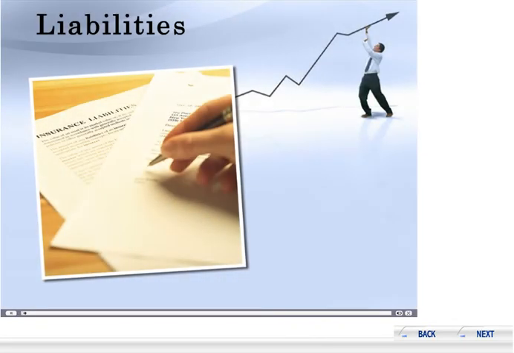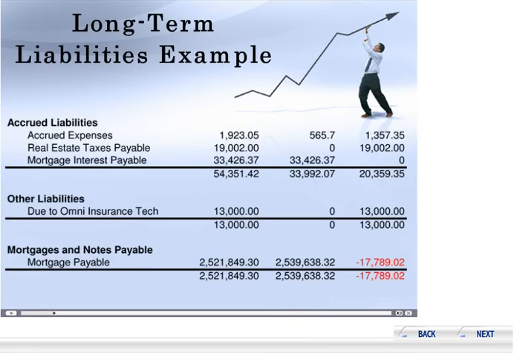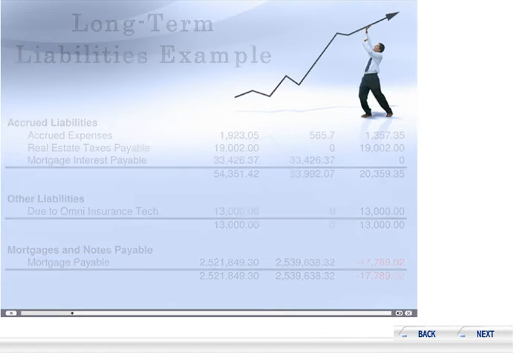Liabilities are what is owed. Current liabilities are those liabilities which are reasonably expected to be liquidated within a year. Examples of current liabilities are accounts payable and accrued liabilities such as real estate taxes payable and mortgage interest payable. Long-term liabilities are those liabilities which are reasonably expected not to be liquidated within a year. An example of a long-term liability is mortgage payable.